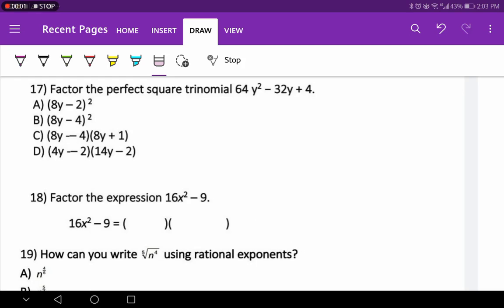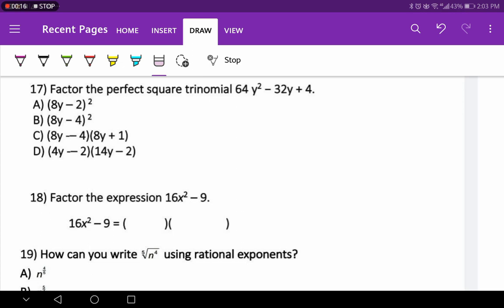Now we are in question number 17. Factor the perfect square trinomial: 64y squared minus 32y plus 4. I will not solve this question by factoring; I will find the answer without doing the factoring.